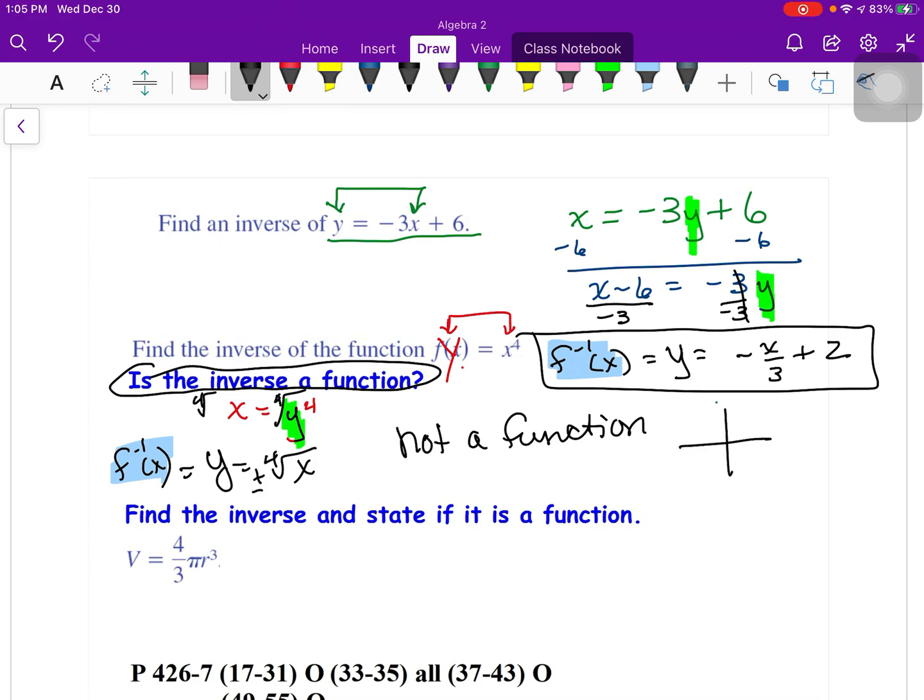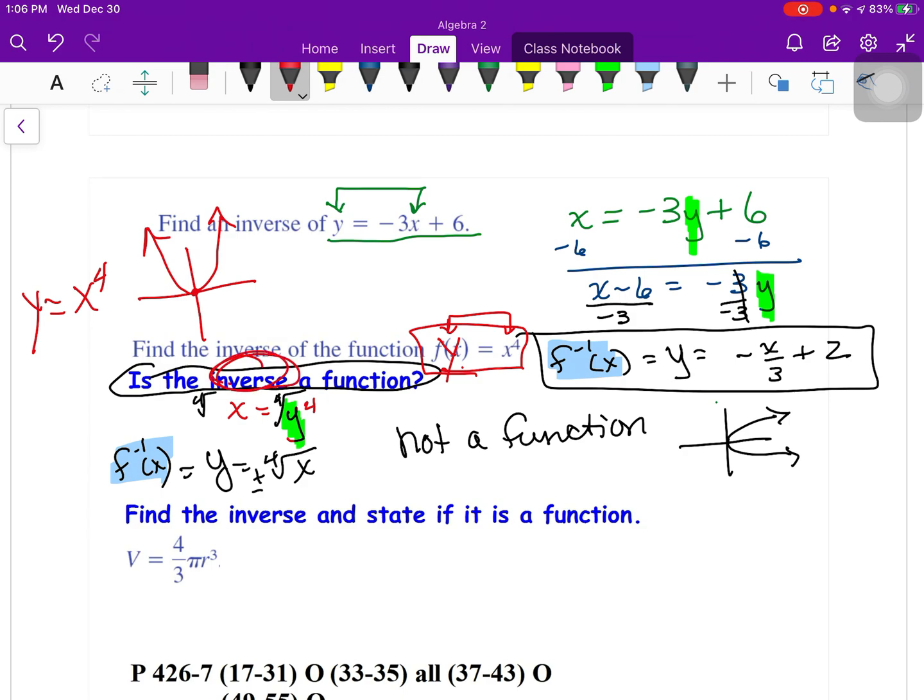Because graphically, that would be this graph. And this is not a function. So to test if a given graph is a function, so if I'm testing if this is a function, y equals x to the fourth would be this graph. So if I'm testing if the inverse is a function, I would do the horizontal line test. And it does not cross at just one place. It crosses at 2. So it is not a function.